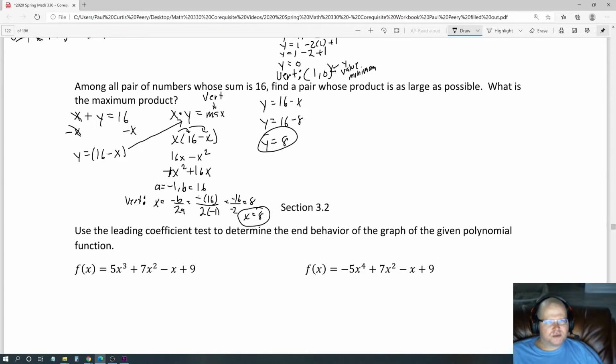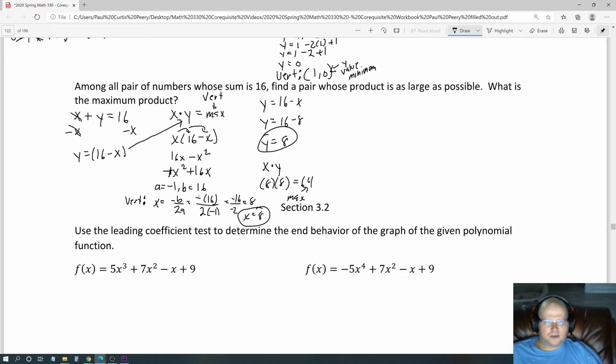Among all pairs of numbers whose sum is 16, find a pair whose product is as large as possible. What is the maximum product? Okay, now they also want to know the maximum product. Well, that's just x times y. What is x times y? That's 8 times 8, which gives me 64. So that's the max product. Okay, now, what about inspection?